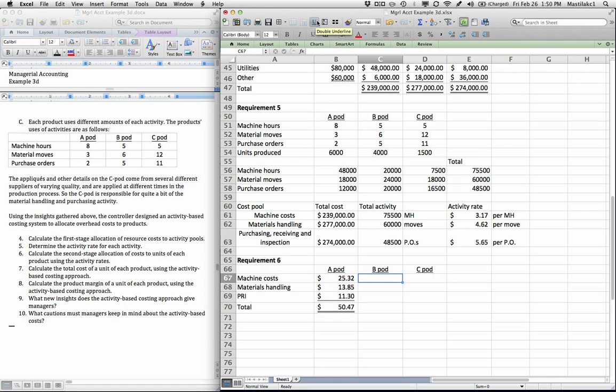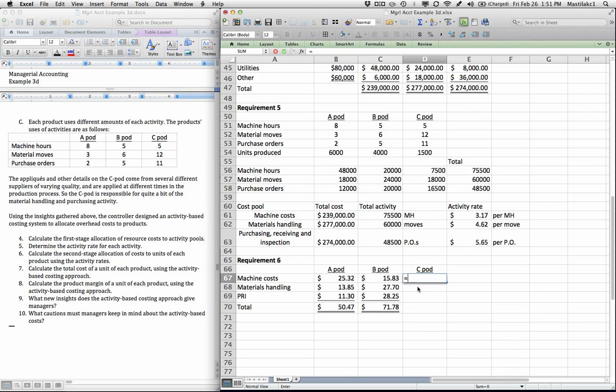How much overhead are we going to allocate to a B pod? It's going to be, for the machining cost, 5 machine hours times $3.17 per machine hour. For materials handling, 6 material moves per unit times $4.62 per move. And for PRI, 5 purchase orders times $5.65 per purchase order. And so it's going to be $71.78.